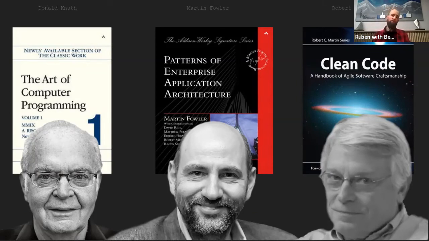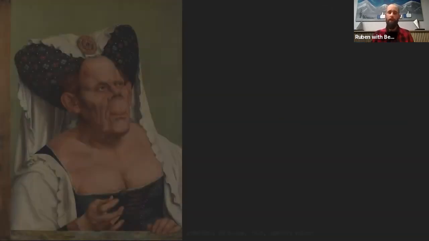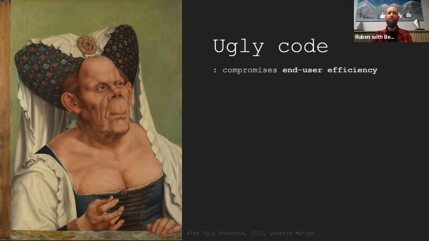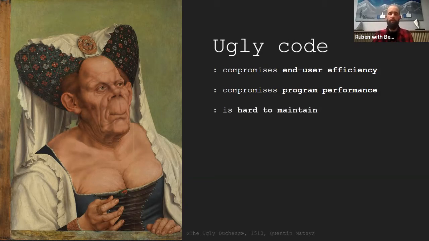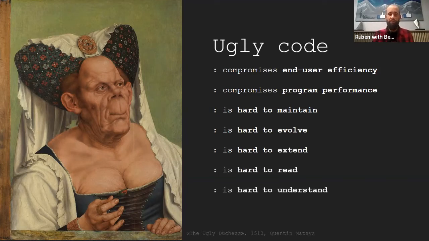So in philosophy, there is one thing that can help us to define something, which is defining its opposite. So much more easily, instead of saying what is beautiful code, we can say what is ugly code. Ugly code is code that compromises end user efficiency. Ugly code is code that compromises program performance. Ugly code is code that is hard to maintain, hard to evolve, hard to extend, hard to read, hard to understand, and with that, it's not expressive by itself. So with the definition of ugly code stuck in our heads, we can now look into our code and try to make it beautiful or see the beauty in it.